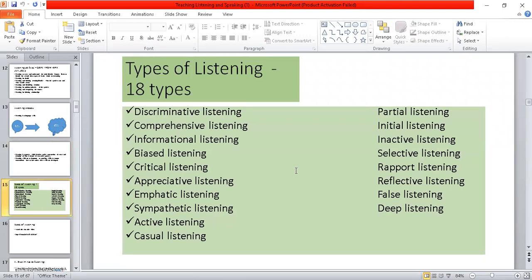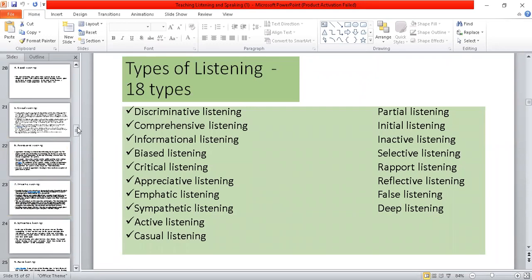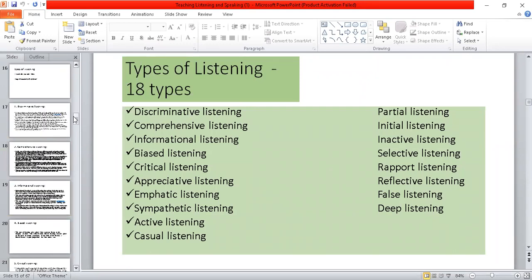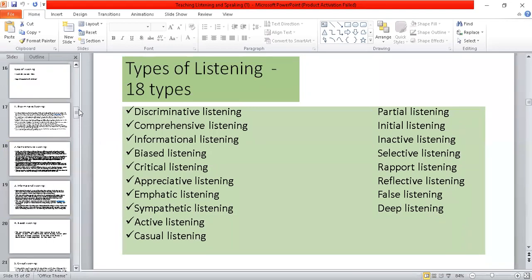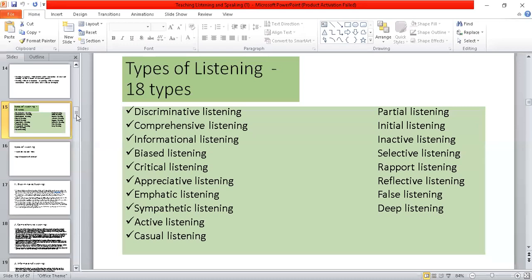There are 18 types of listening. Now this slide, I want you to take a screenshot of, quickly, and share it in your groups fast. Since I'm not in your groups, I won't be able to do anything for you all, but take a screenshot and pass it in your groups, right?